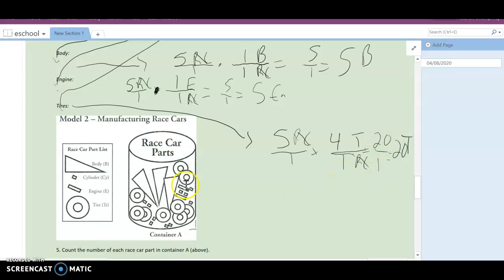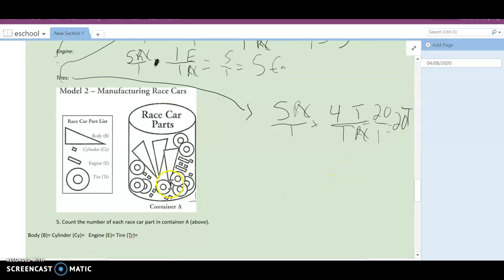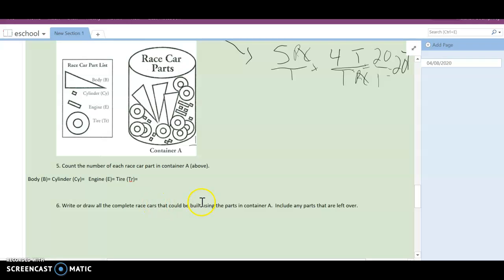Cool. All right, so just so you can see my thinking on this one, count the number of each car part above. Well, all I'm going to do is count. So how many bodies do I have? 1, 2, 3. I'm going to put 3. How many cylinders do I have? Cylinders are these little ones. 1, 2, 3, 4, 5, 6, 7, 8, 9, 10.